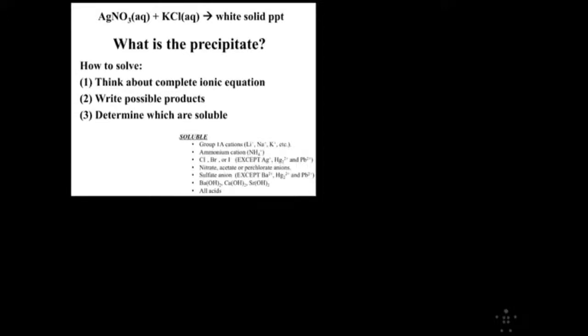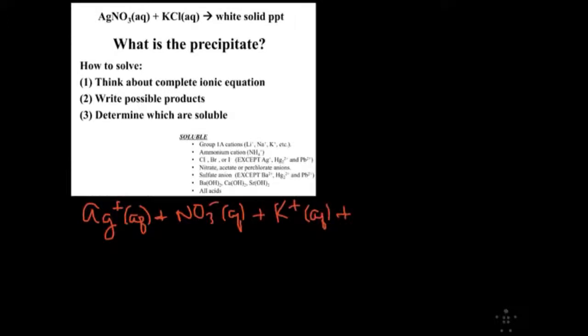So we've got silver nitrate. So we've got Ag+, which is in solution. Nitrate, NO3 minus, in solution. We've got potassium plus in solution. And we've got chloride ions, Cl minus, in solution. So what can I possibly make from this? Well, I could make silver nitrate and potassium chloride, but I know that those two are soluble. So now I've got something that's insoluble. I must have made something else.